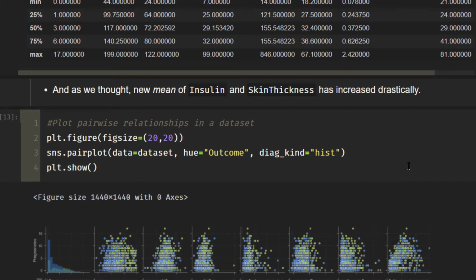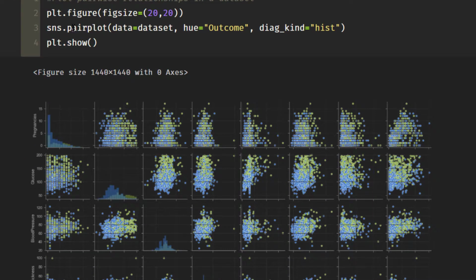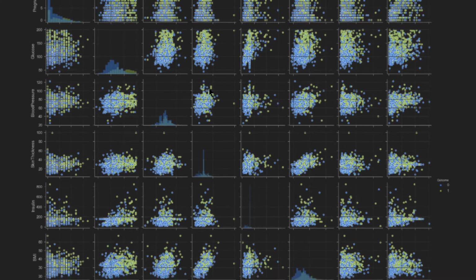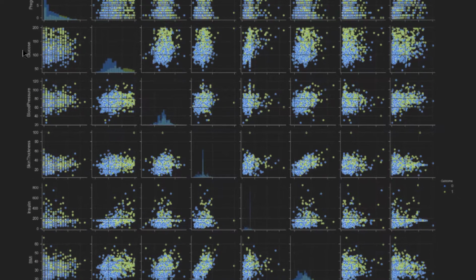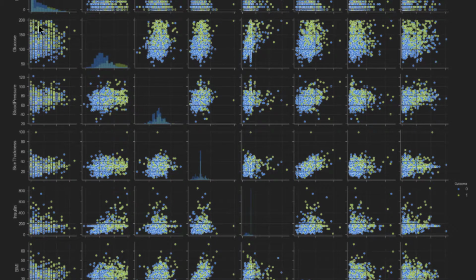And then there is a beautiful function in Seaborn, the pair plot. It basically helps you visualize the relationship between each and every variable. Now, the correlation part that I was talking about, you can see here, just focus on this glucose part. The green dots represent diabetic persons, and the blue represents non-diabetic persons. You can see here that as glucose increases, more and more green dots appear. So this explains the positive correlation between glucose and the person being diabetic.